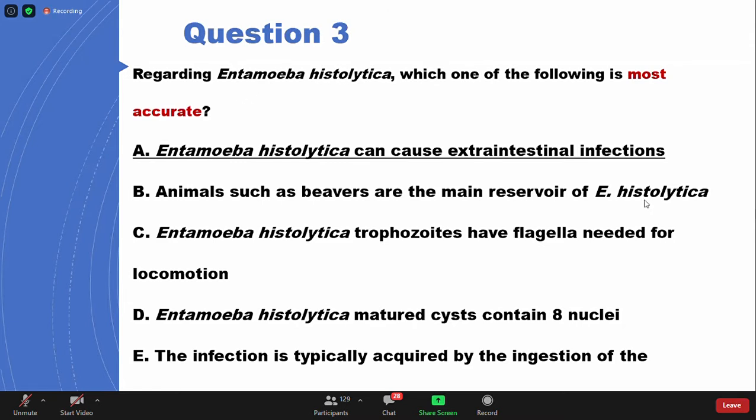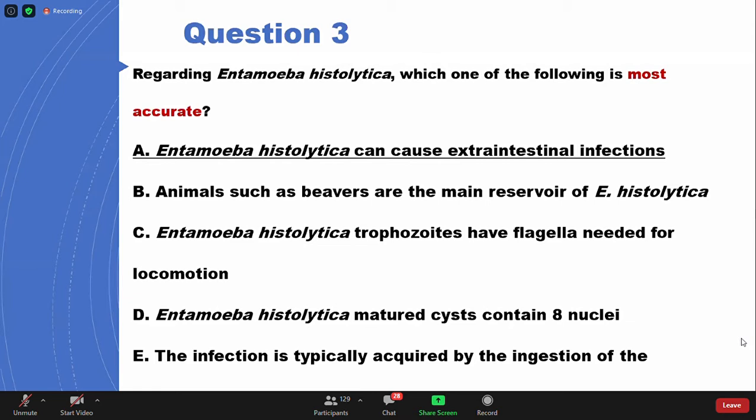So for question number 3, who wants to explain why the answer is A? I pick Mariam Zaitoon. Mariam, you can unmute yourself and explain why you picked the answer to be A. Yes, good morning, doctor.